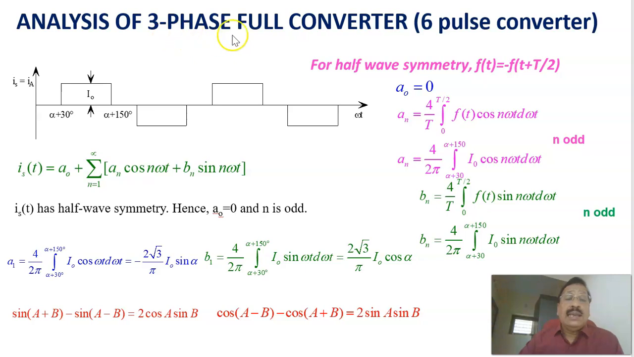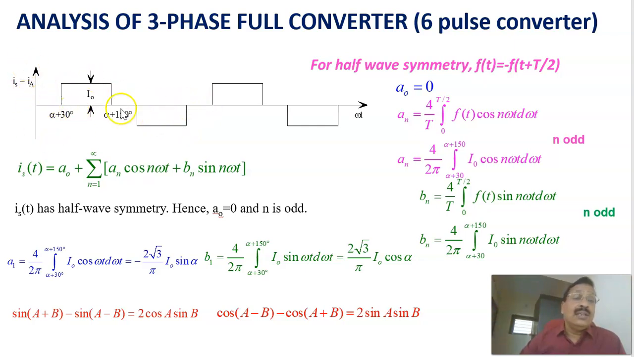Now let us see the analysis of three-phase full converter or six-phase converter. As we have seen, this is the source current in phase A. From alpha plus 30 to alpha plus 150, it is plus I naught, where I naught is the continuous load current. From alpha plus 150 to alpha plus 210, it is equal to 0. From alpha plus 210 to alpha plus 330, it is equal to minus I naught. Like that, again it is equal to 0.